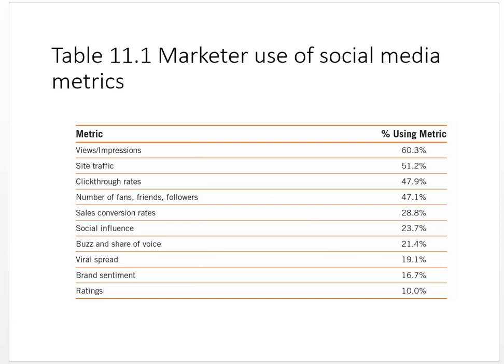So, marketers use social media metrics to assess site traffic, click-throughs, sales, social influence, buzz, viral spread, brand sentiment, all these things. And they're all really, really important. Obviously, views and impressions are probably the most popular, because one, we can see reach. Site traffic is fundamental. We want to know how many people are coming onto the site, and so on and so on.